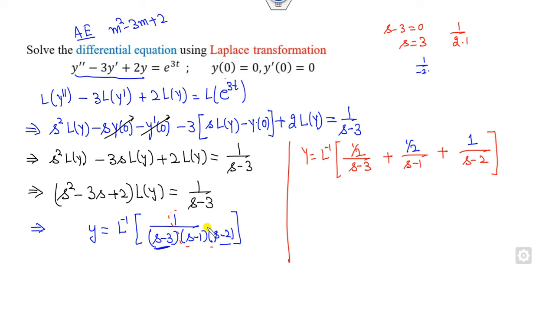Now, to repeat: when you substitute s is equal to 3, you get 3 minus 1 times 3 minus 2, that is 1 over 2. For s equal to 1, it's minus 2 times minus 1, so it's plus 1 over 2. And when s is 2, it is minus 1 times plus 1, which is minus 1. Now you can find the inverse. Half is outside, e raised to power 3t. Half is outside, e raised to power t. Minus 1 is outside, e raised to power minus 2t, which is the right answer to this problem. And you can also check y of 0. What is y of 0? Half plus half minus 1, that is 0. The derivative is again 0, so it is the correct answer.